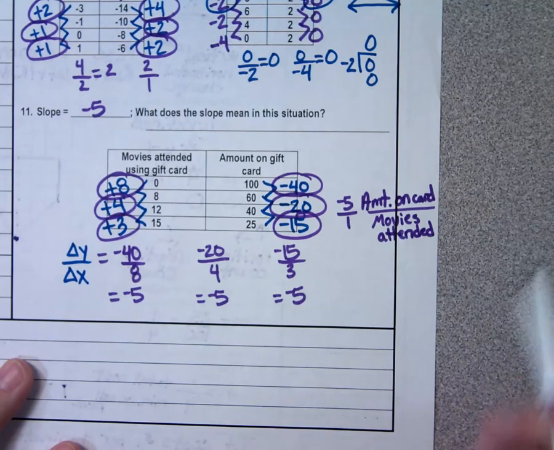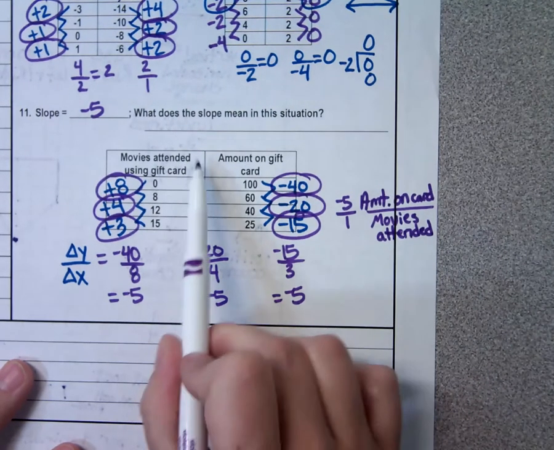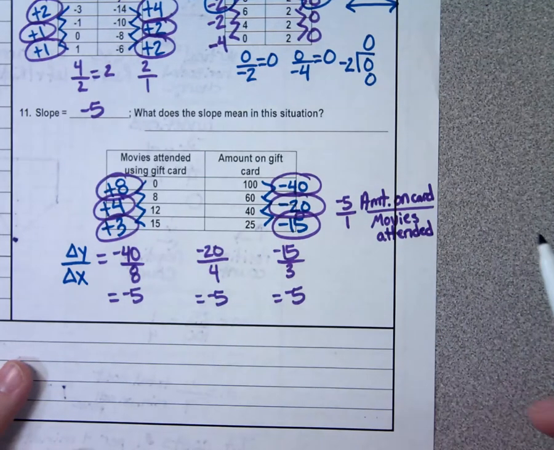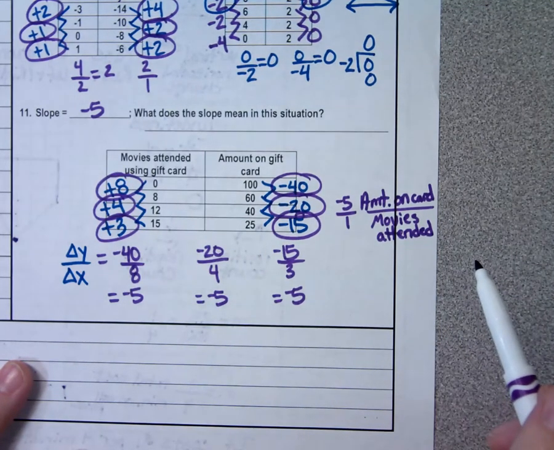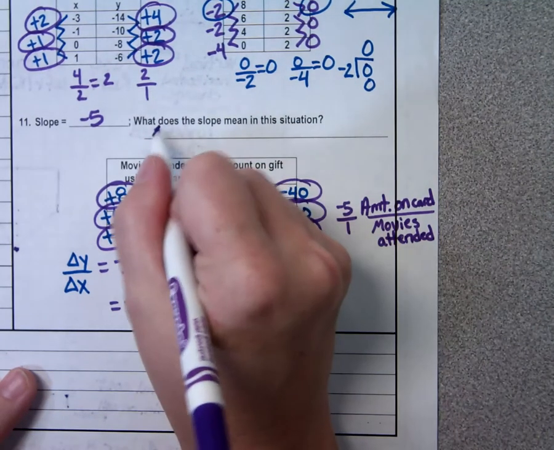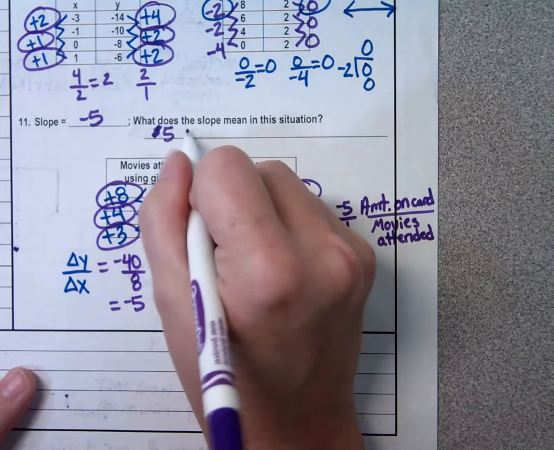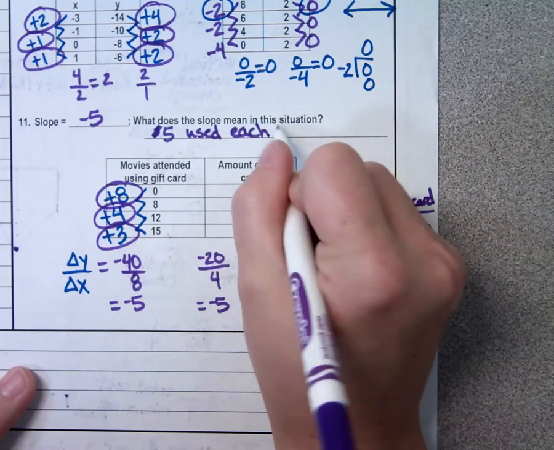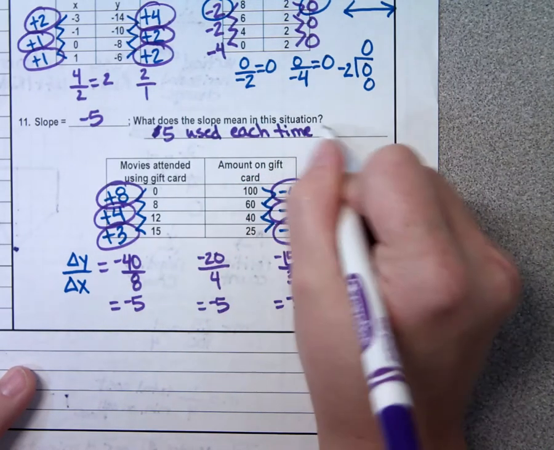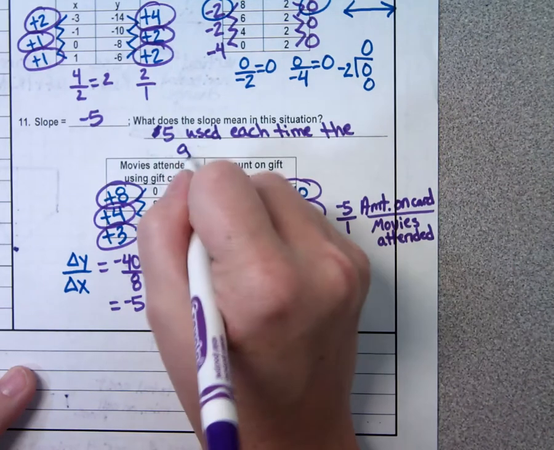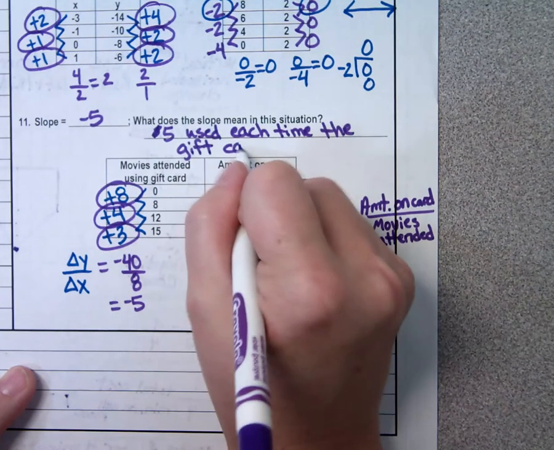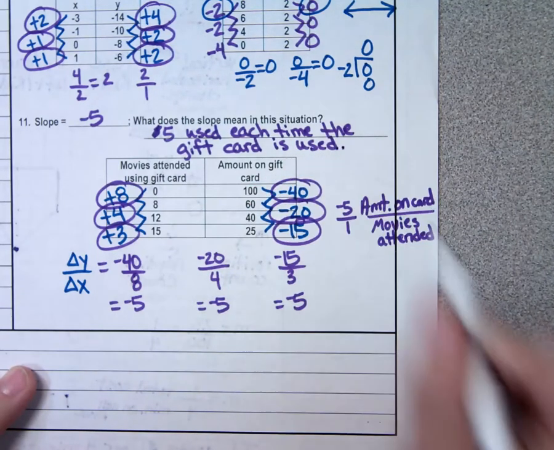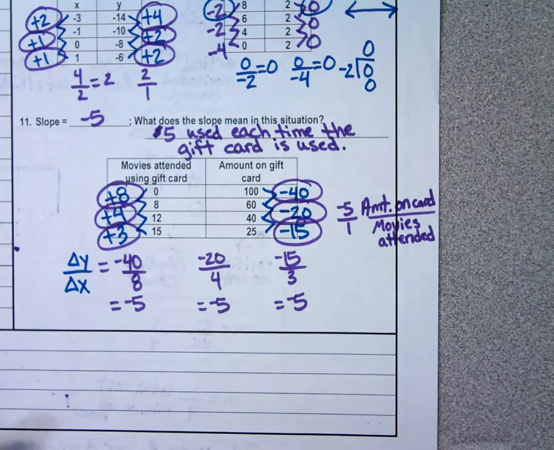What do you think this means? We're talking about movies attended using a gift card and the amount on the gift card. What do you think that means? It means $5 is used each time the gift card is used. So $5 is used each time the gift card is used.